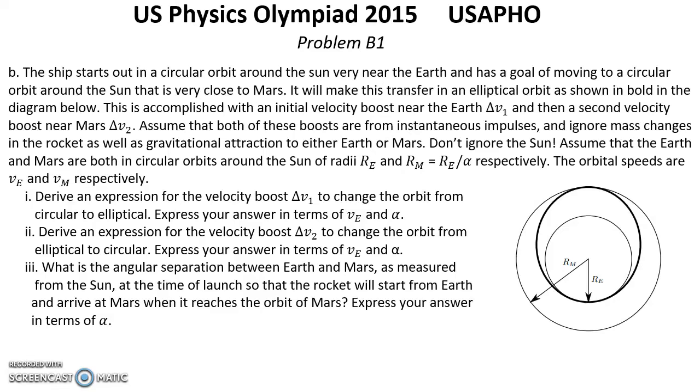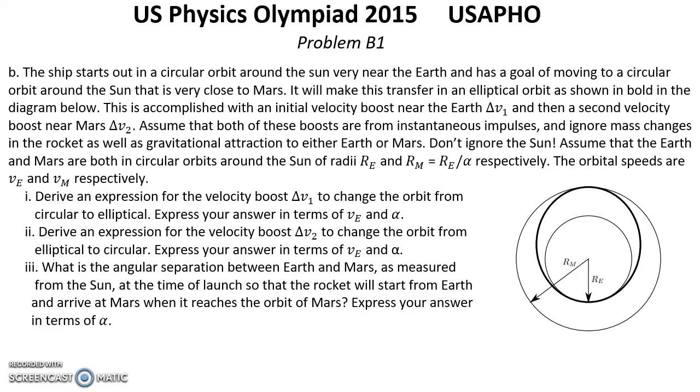Part B. The ship starts out in a circular orbit around the Sun, very near the Earth, and has a goal of moving to a circular orbit around the Sun that is very close to Mars. It will make this transfer in an elliptical orbit as shown in bold in the diagram below. This is accomplished with an initial velocity boost near the Earth, delta v1, and then a second velocity boost near Mars, delta v2. Assume that both of these boosts are from instantaneous impulses, and ignore mass changes in the rocket as well as gravitational attraction to either Earth or Mars.